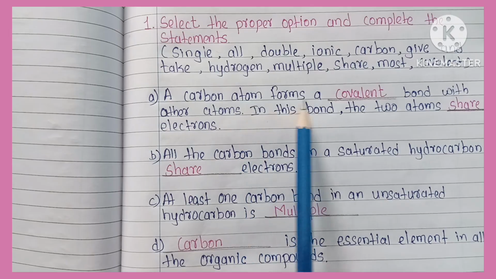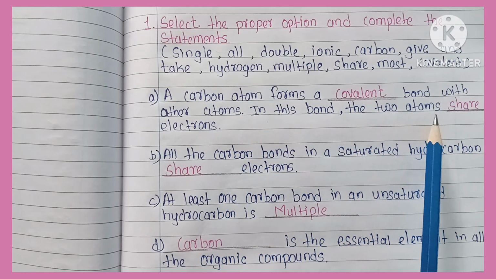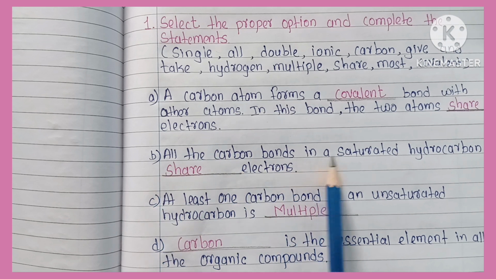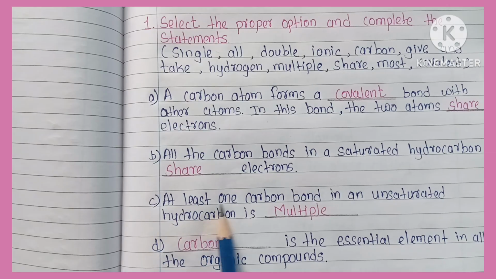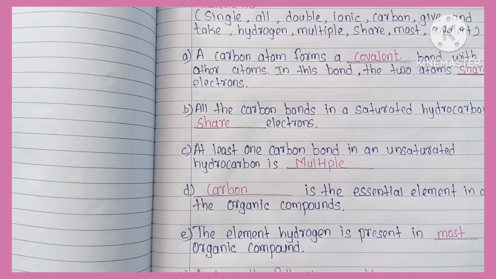Select the proper option and complete the statement. First, a carbon atom forms a covalent bond with other atoms. In this bond, the two atoms share electrons. Next, all the carbon bonds in a saturated hydrocarbon share electrons. Next, at least one carbon bond in an unsaturated hydrocarbon is multiple. Next, carbon is the essential element in all the organic compounds. Next, the element hydrogen is present in most organic compounds.